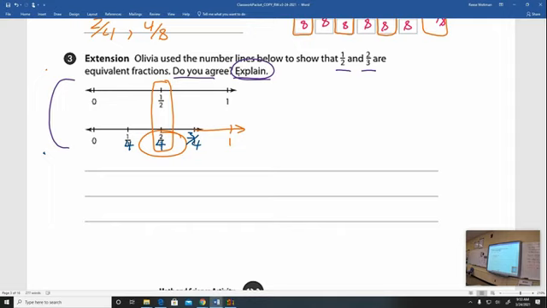Bruno, what do you have there? Still writing? Okay, finish it up. Write a sentence there, guys. Go ahead. Tell me why she's not right. We've got some good examples. Either that line is too short, or two is not half of three. Right? We know that. Jack.